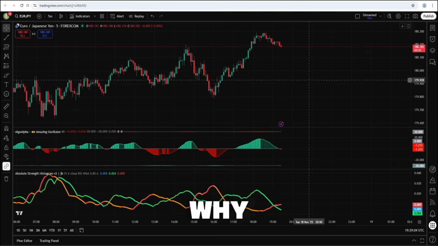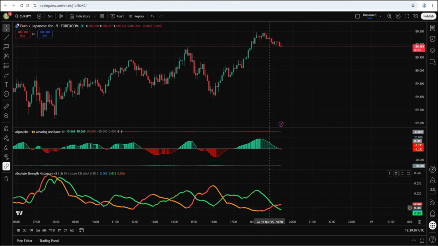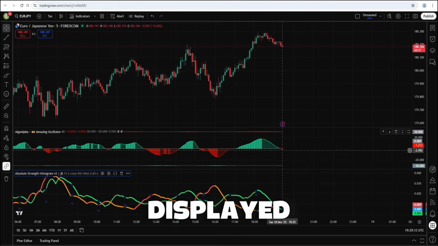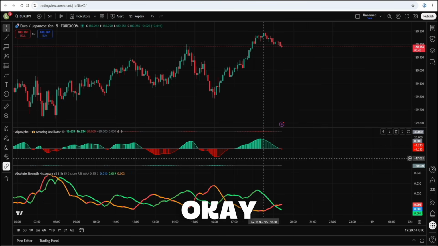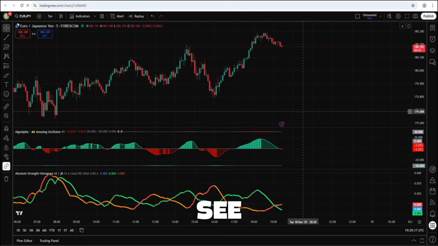Let's talk about why. We're trading the euro against the Japanese yen. We can observe the entry signals for a sell trade here, primarily because the red line has crossed the green one from below. Plus, the histogram has just displayed a red bar. Okay, I think this is going to turn out well, so let me fast forward the video and we'll see the outcome.